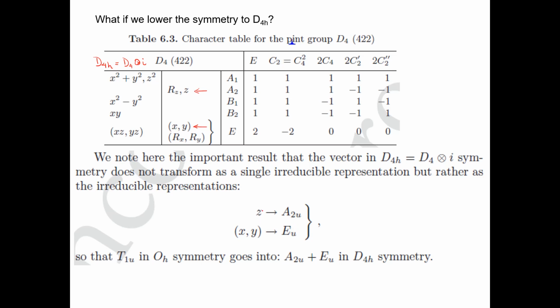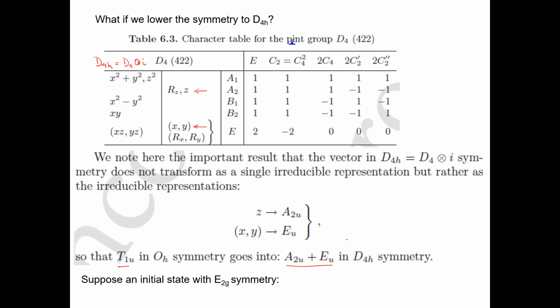So now the vector representation, which originally was T1u, is now the sum of A2u and Eu in D4h symmetry. Okay. All right.